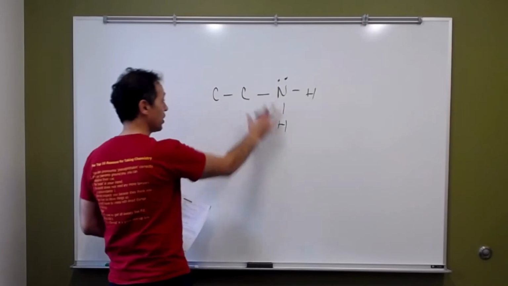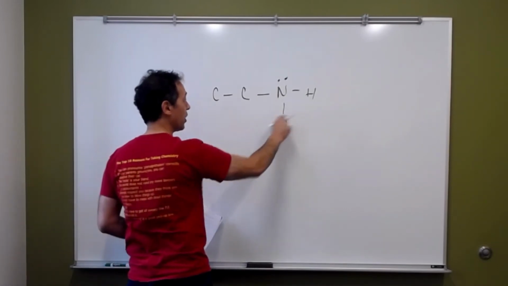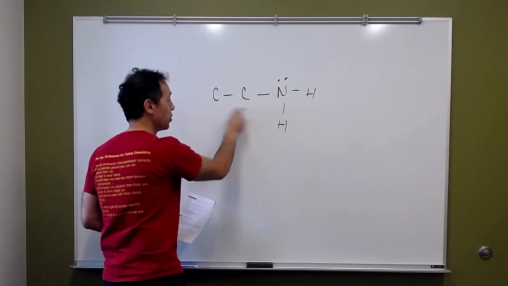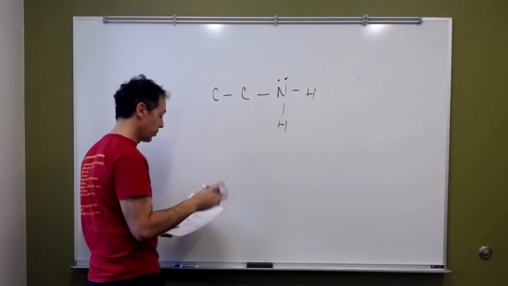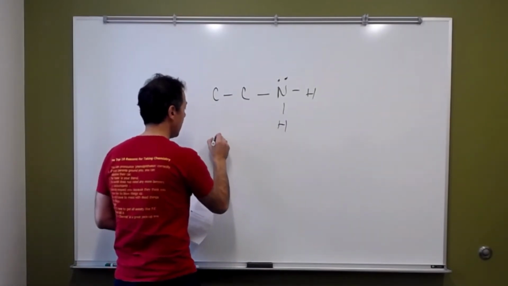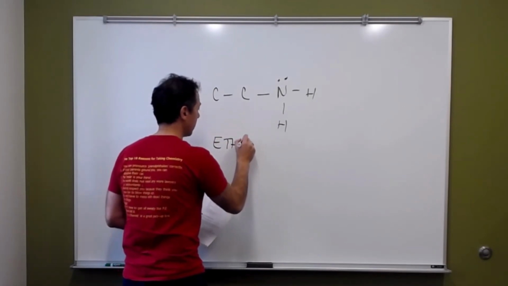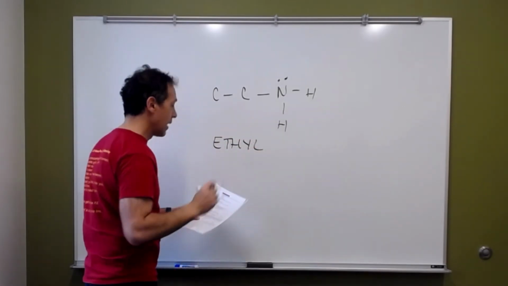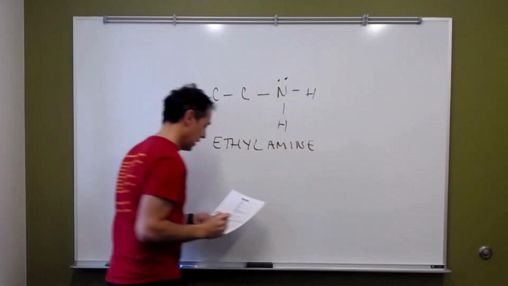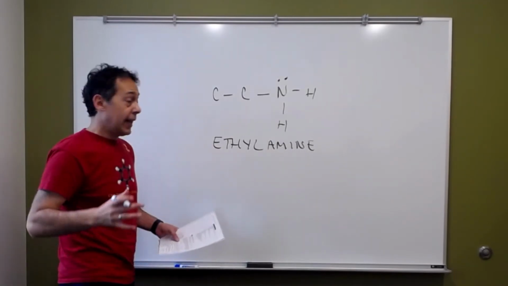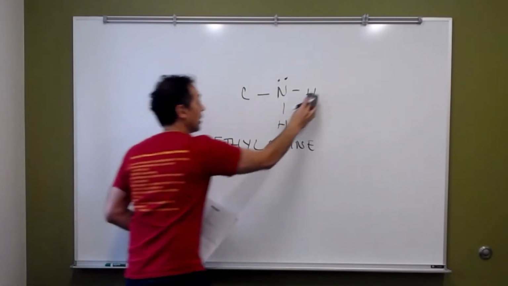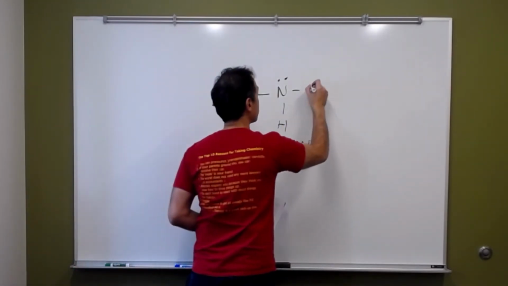This here is a primary amine because there's only one of these hydrogens substituted with a carbon. And we might recognize here we've got two carbons, and so that should be an ethyl group. So this here would become ethylamine. Ethylamine, okay?